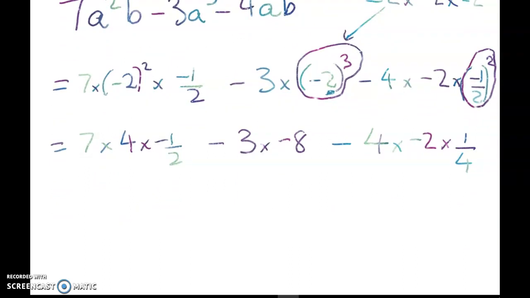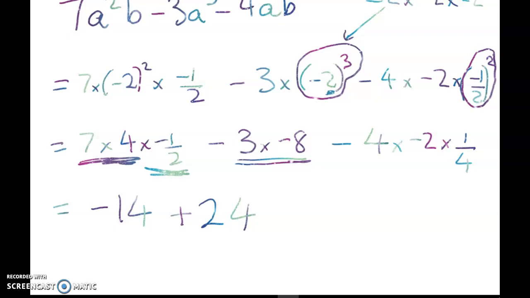We need to see each little step of the substitution and of the working out. So now what have I got? Well, I've got 28 times negative 1/2. So negative 1/2 of 28 is going to be negative 14. And now I've got take away 3 times negative 8. So that gives me plus 24.